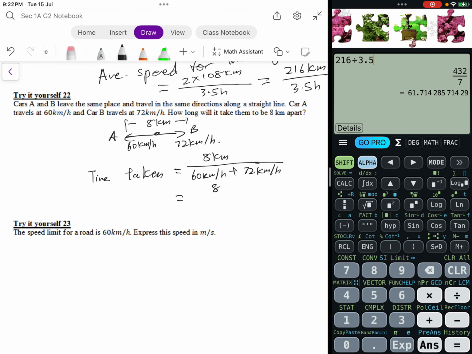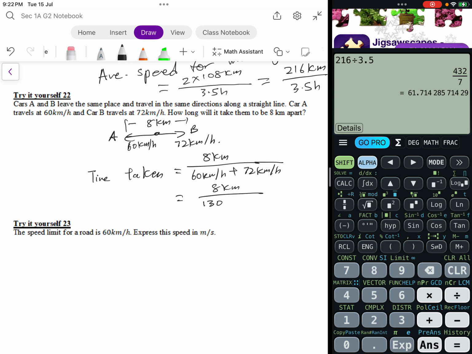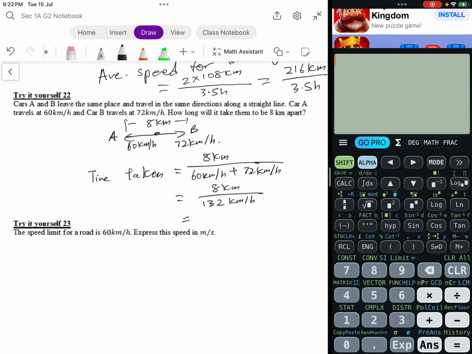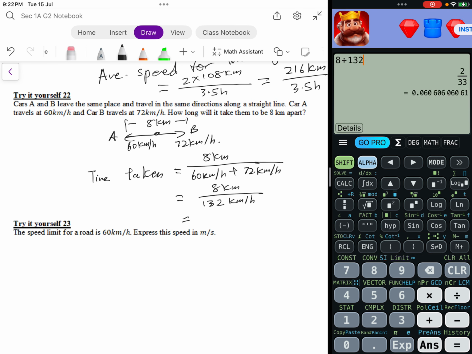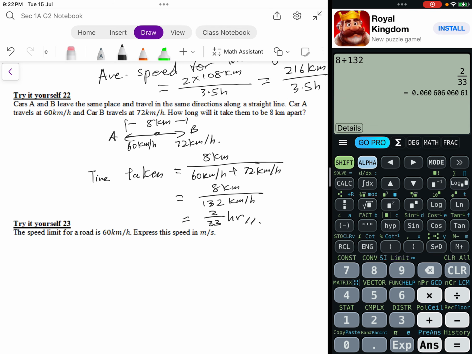Okay, so 8 kilometers divided by 132 kilometers per hour. So 8 divided by 132, I will get 2/33 hours. Okay, so this should be your answer, because 8 kilometers apart is really small.